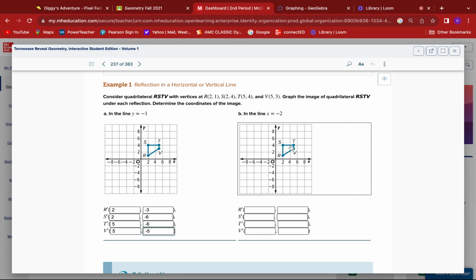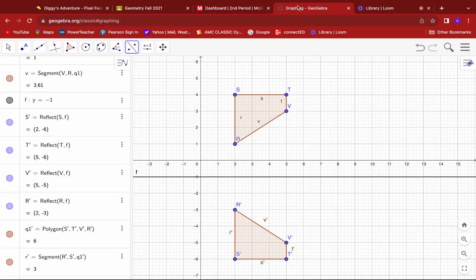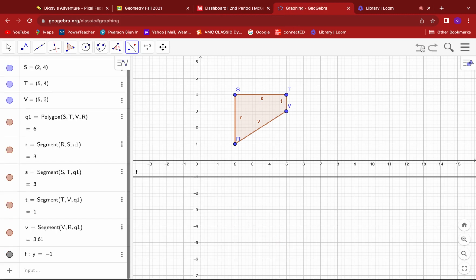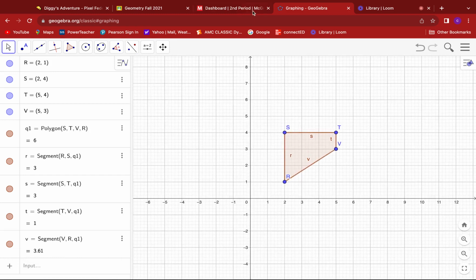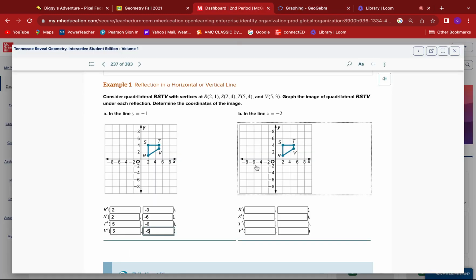So it looks like it's the same figure. This time I'm going to reflect it across the x equals -2. This is a vertical line, x, because that's the axis it crosses. So I'm going to back up till I get my original figure. There's my original. And this time I want to draw a vertical line at -2, going up and down.